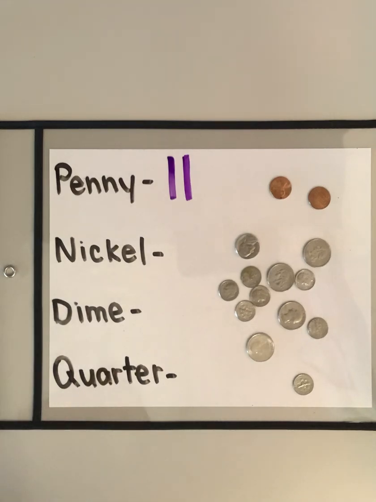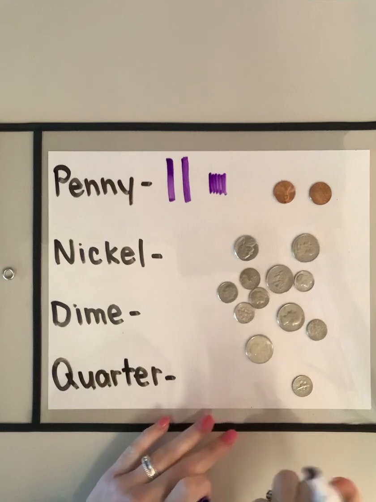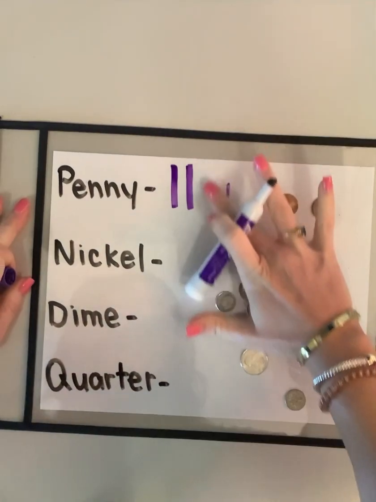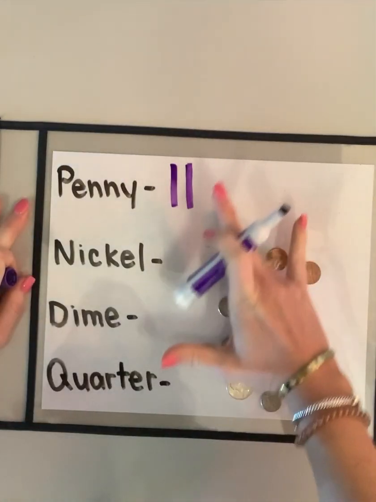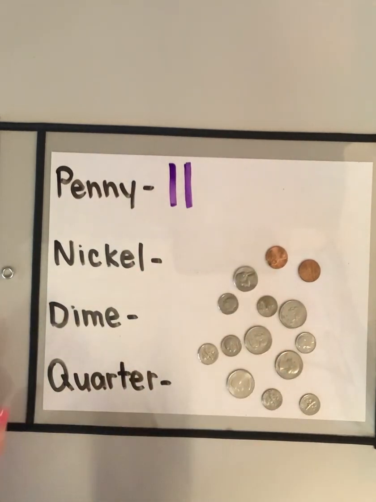When I draw tally marks, I don't want my tally marks to be right next to each other like this. Then I can't tell how many there are. I want them to be a good distance away from each other so that I can tell this is 1 and this is 2. So I did my tally marks for my penny. Now what's the next coin that I'm going to count from my purse?